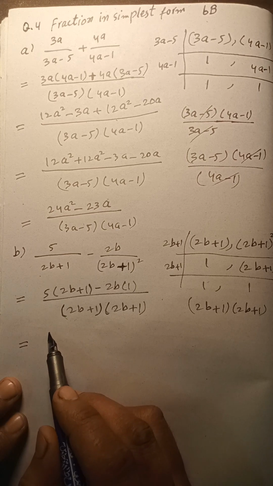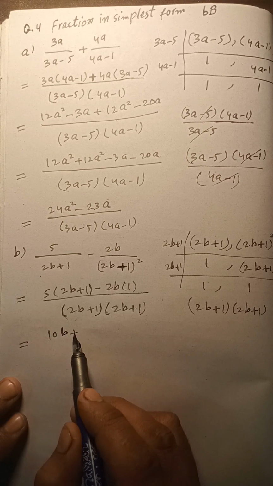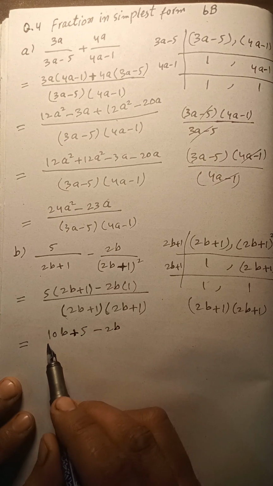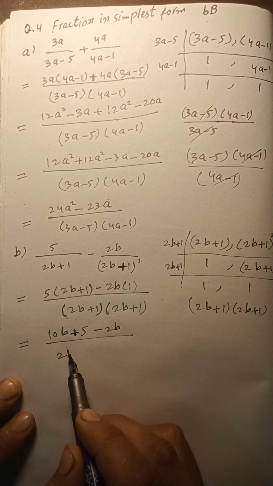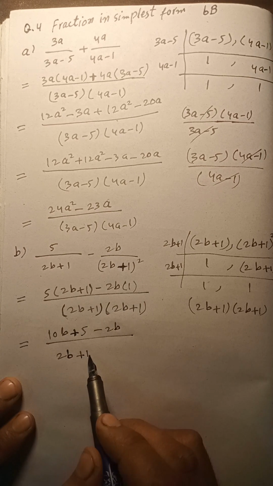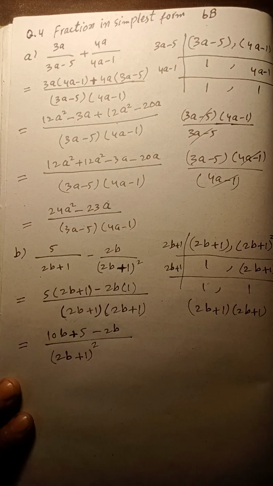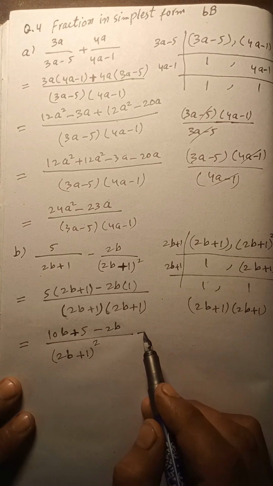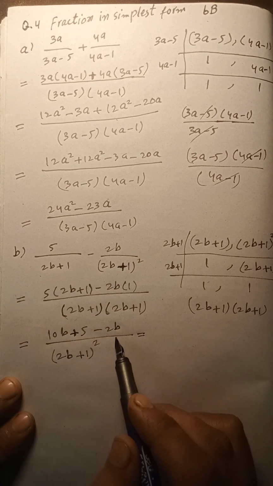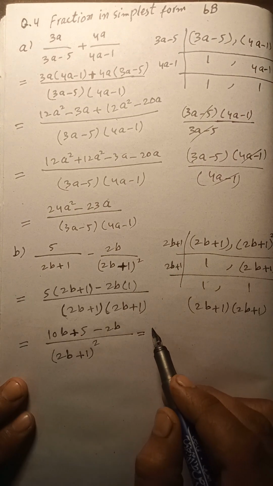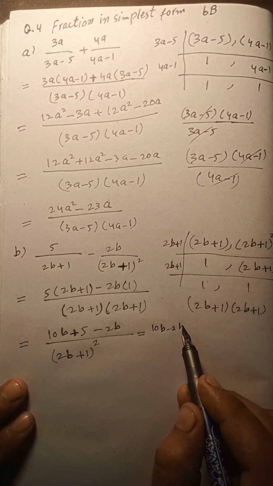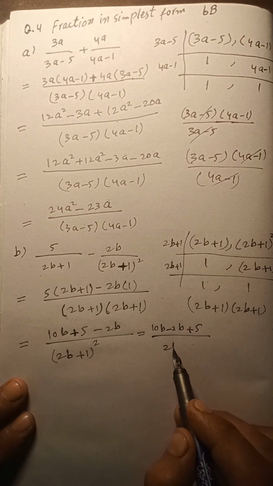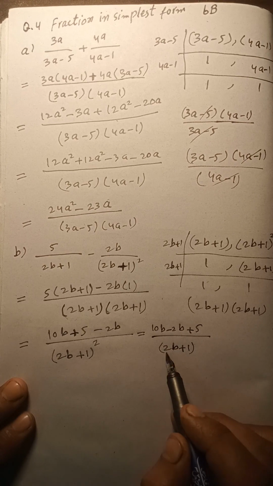Now 5 multiplied by 2, 10. 10b plus 5, 5 ones are 5 here, and minus 2b here, 2b ones are 2b, and in the denominator 2b plus 1. 2b plus 1 is 2 times, so I have written it in the form of a whole square. And here 10b minus 2b, 10b minus 2b and plus 5, over 2b plus 1 whole square.